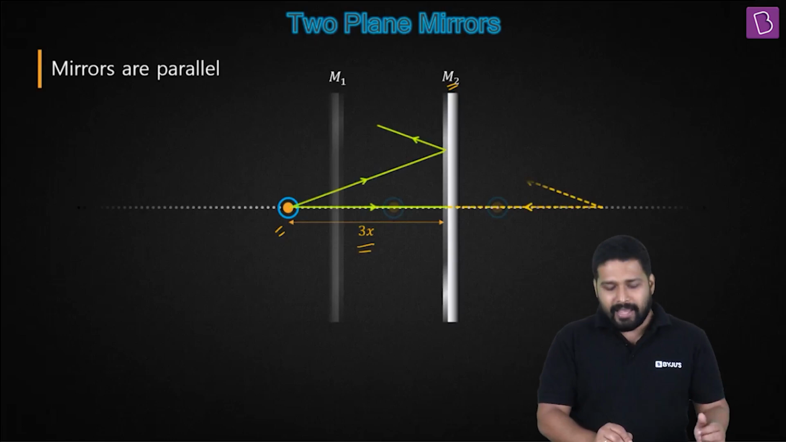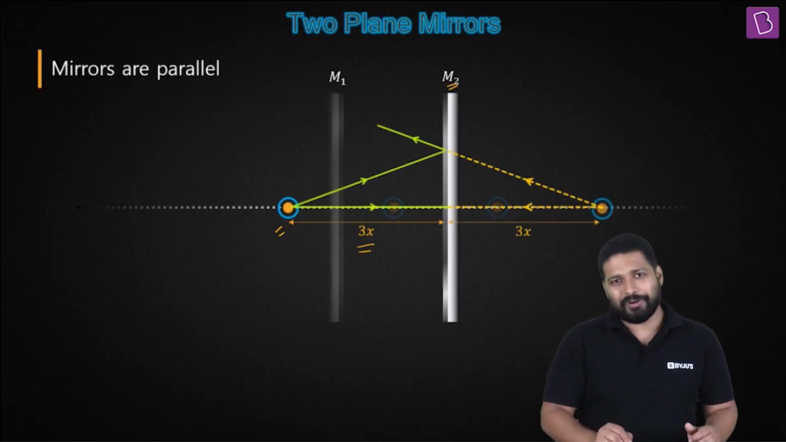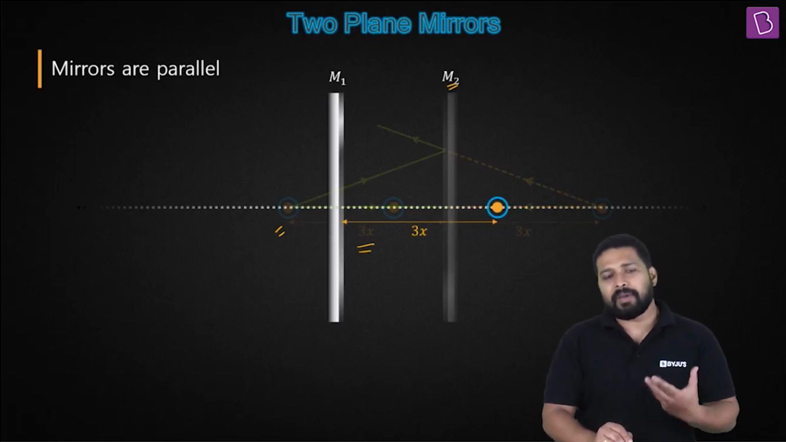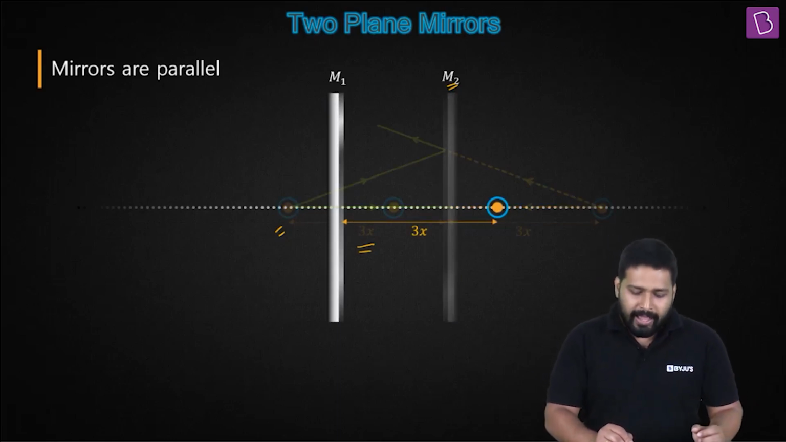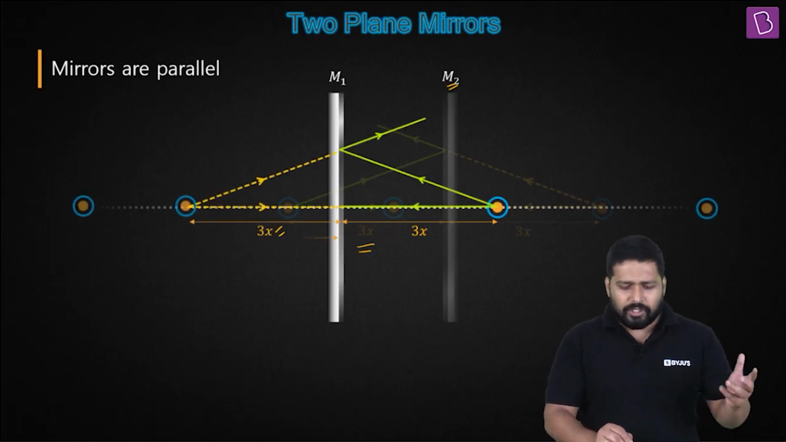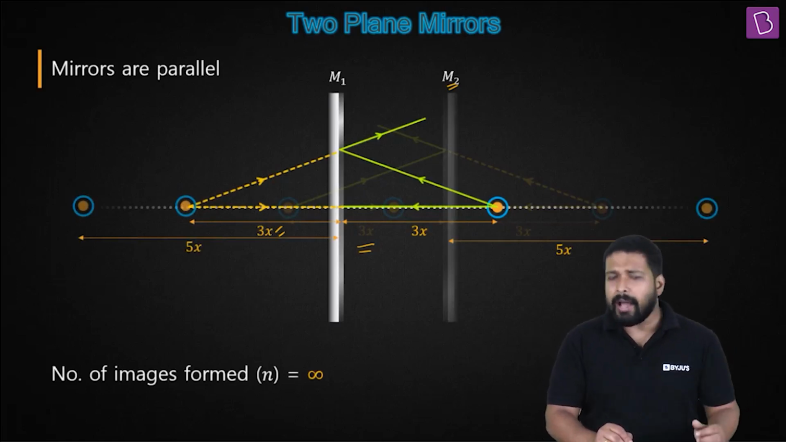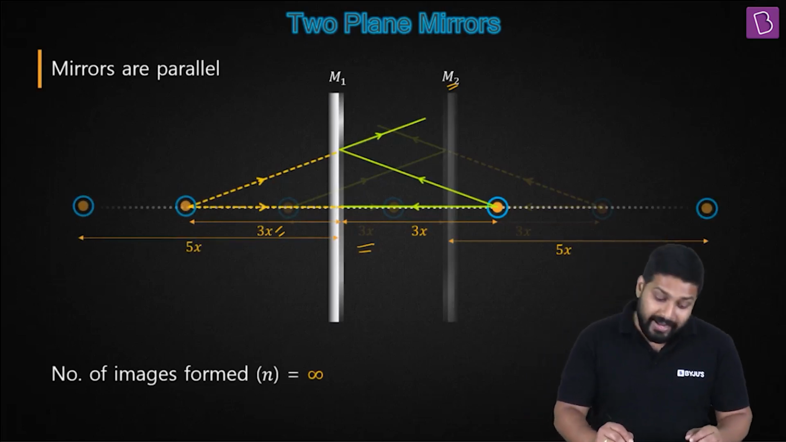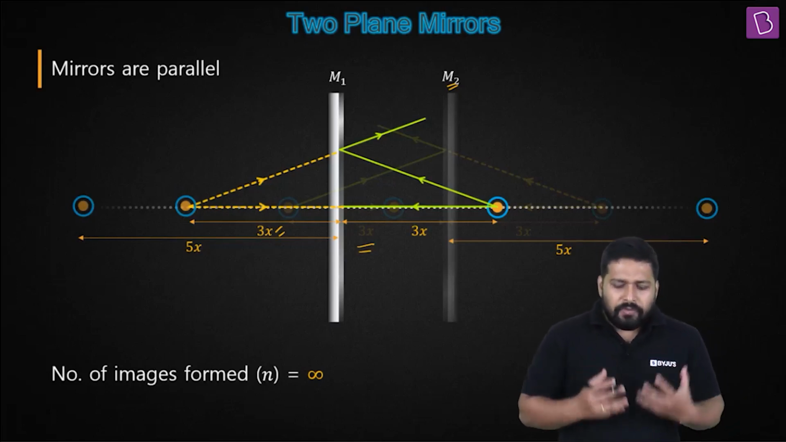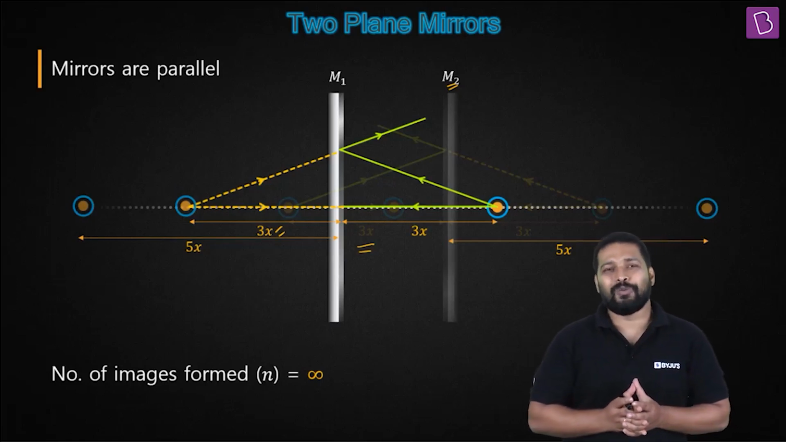One ray like this, and then you can imagine, yes, this is how it goes. And it will go on happening. Now, this image that was formed in mirror number 2 will now act as an object for mirror number 1, and then again you'll get another image, and this will just go on happening. So how many images will be formed? Infinitely many images. Infinite number of images. So if I ask you the distance, how will you do it?